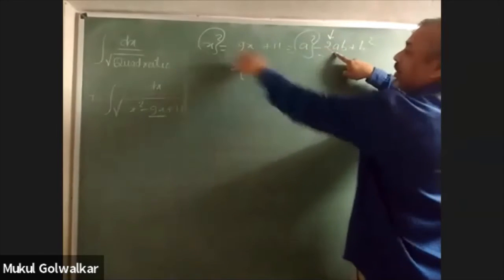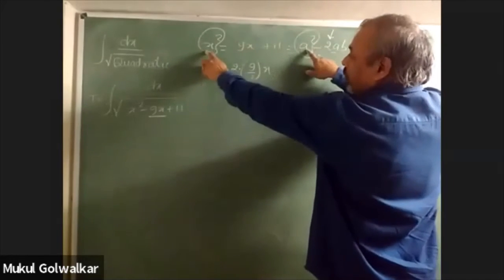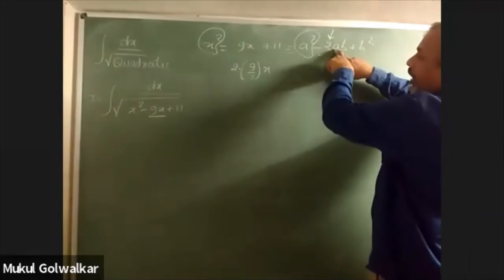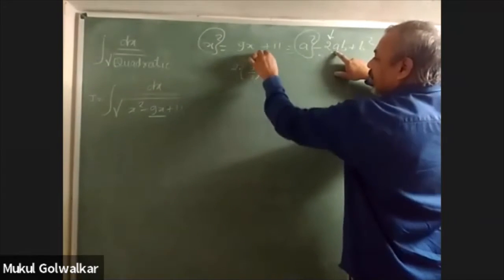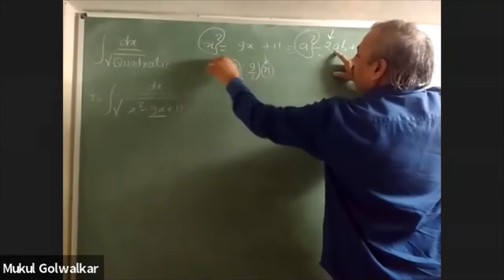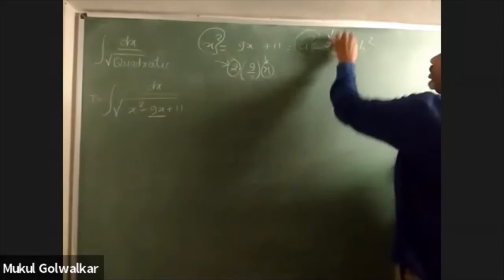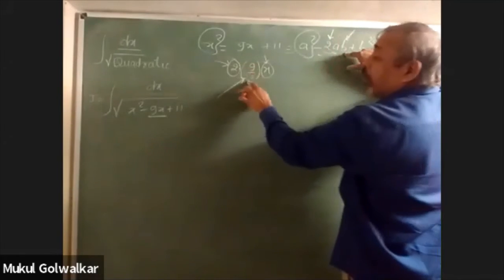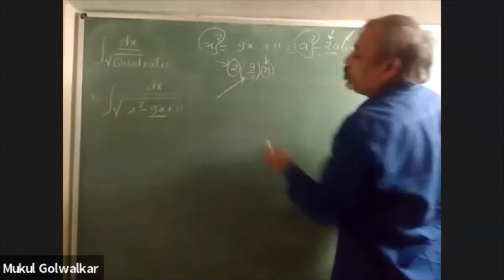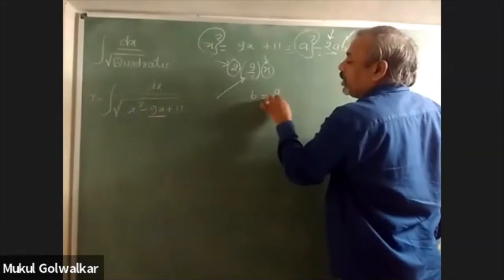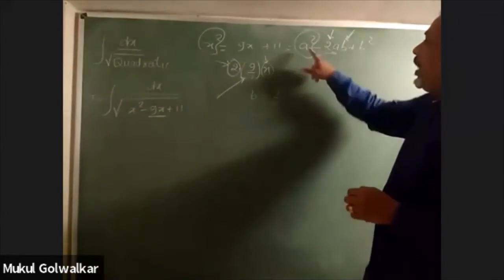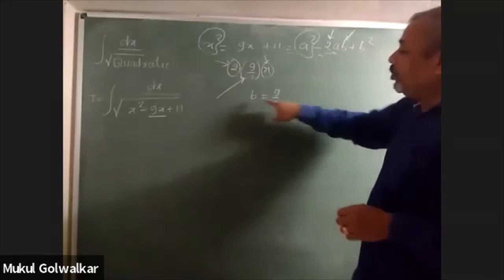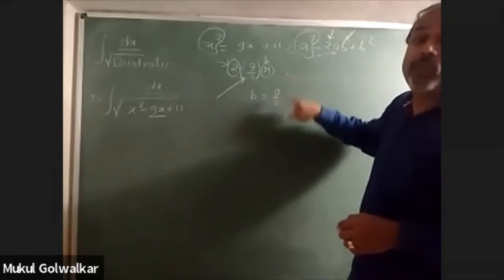A was comparable with x, so after comparing the first term of the quadratic we already have the value of a equal to x. This x also we have compared, this 2 also we have compared. What is left over? The leftover quantity is b, and the leftover quantity over here is 9 upon 2. So b is equal to 9 upon 2. Comparing the a square and 2ab terms of the quadratic, we get the value of b equal to 9 upon 2.